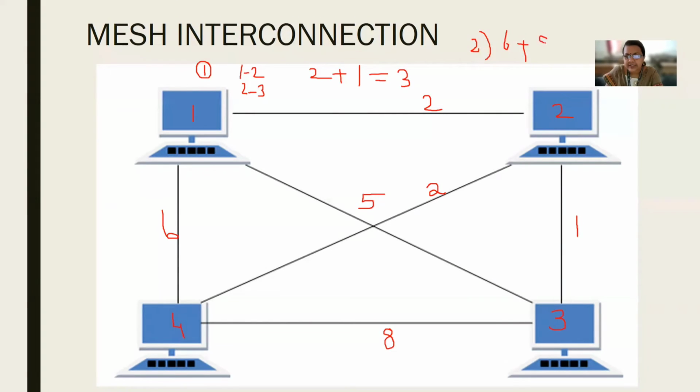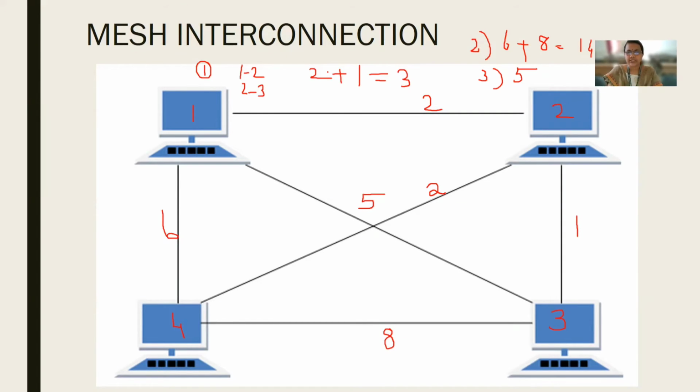So 6 plus 8, right? So how much will it be? 14. Okay. The next way, I can send from 1 to 3 directly. If I am sending 1 to 3 directly, it will be 5. Okay. Then what are the other methods? This much only, right? In that way, you are calculating all these distances, and from the distances, whichever is the smallest distance, that way I am connecting.